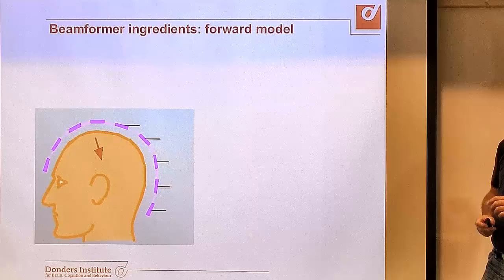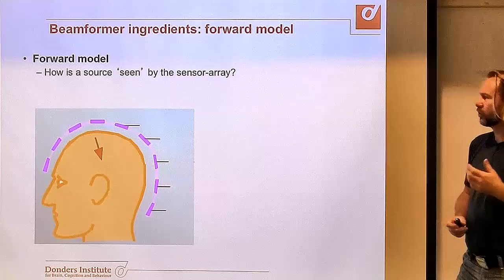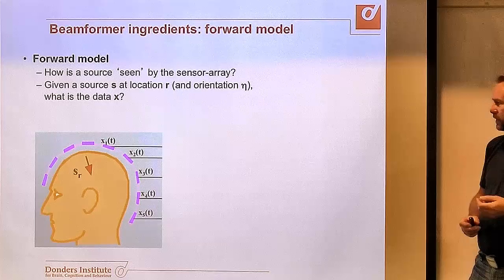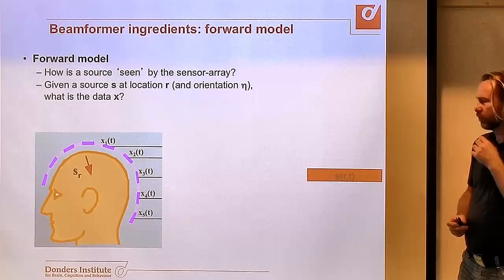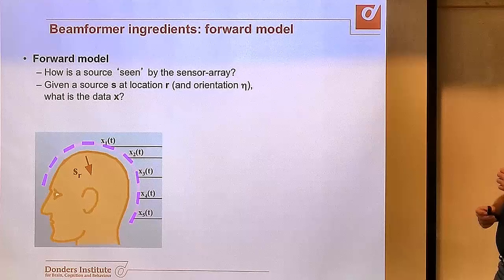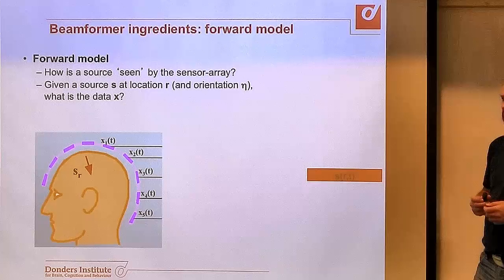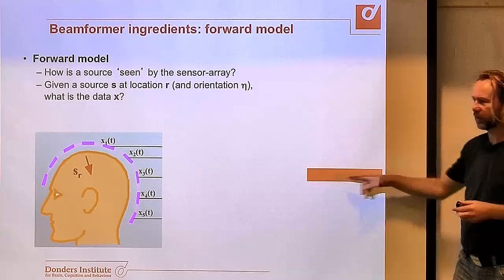So the forward model: how is the source seen by the sensor array? Given a source at location R, what is the data? So if we now look at the source model, we have a source and the source projects to the channels. If we now look at the source, this is what we start off with, a given source at a particular time point. And what I'm doing is I'm plotting it as a vector. And I'm just plotting a vector here as a horizontal box.